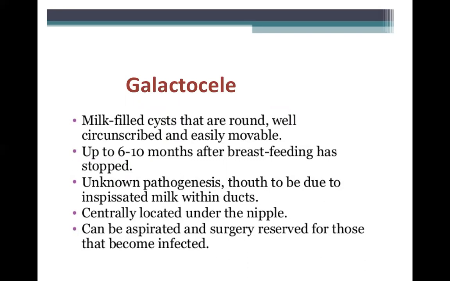What is a galactocele? It's a milk-filled cyst that is round, well circumscribed and mobile. They can appear up to 6 to 10 months even after breastfeeding has been stopped. It is thought to be due to inspissated milk within ducts. The treatment of galactocele is that it can be aspirated, and surgery is reserved for those cases who become infected.